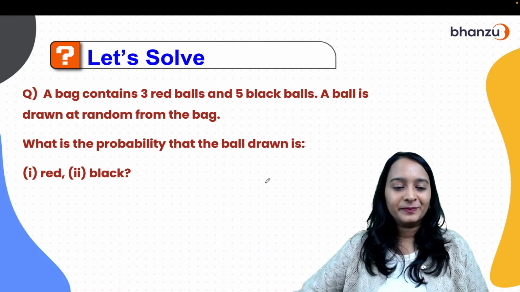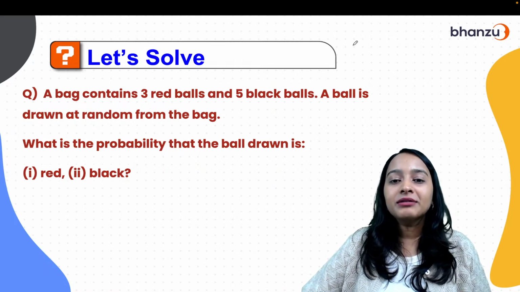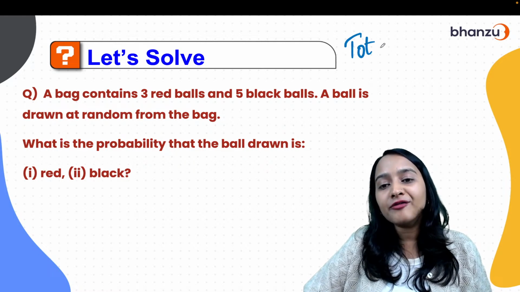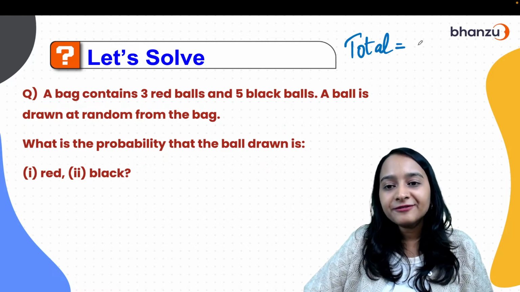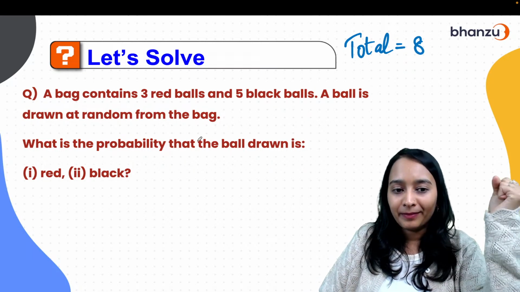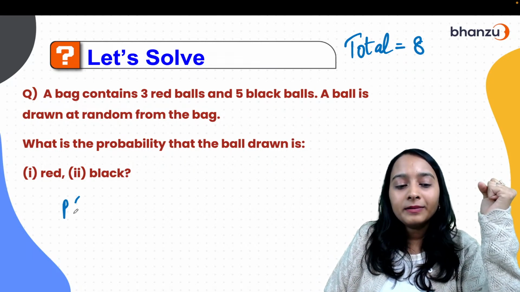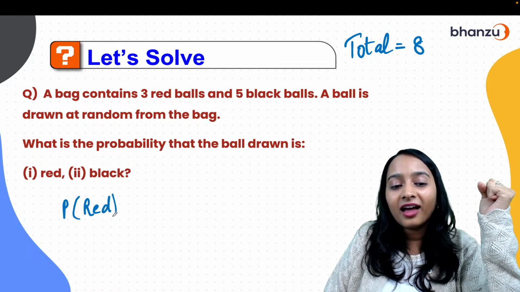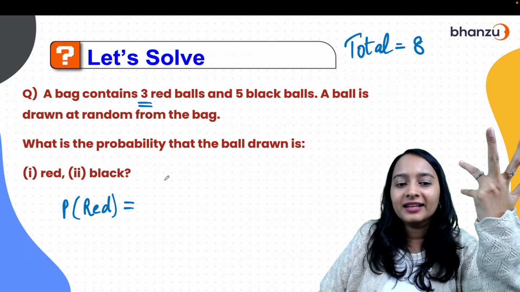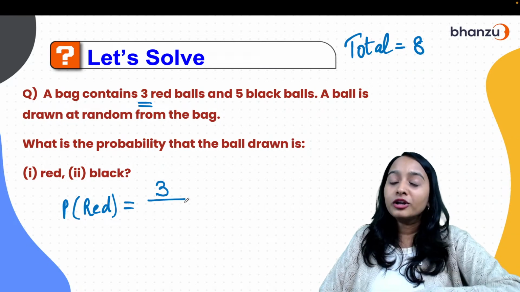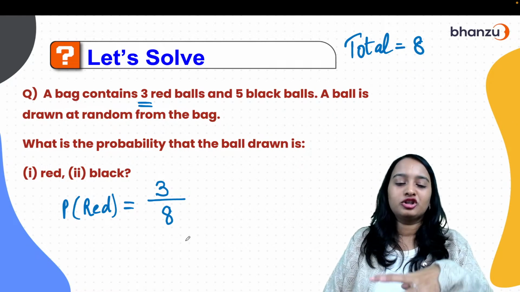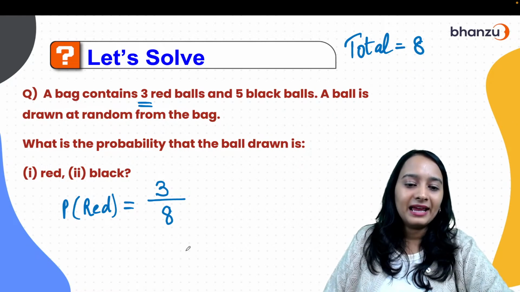Let's do another question. A bag contains 3 red balls and 5 black balls. So, the total number of balls is how much? 3 plus 5, 8 balls are there. A ball is drawn at random from the bag. What is the probability of getting a red color ball? How many red color balls are there? 3, out of the total number of balls in the bag, 8. So, the probability is 3 by 8.